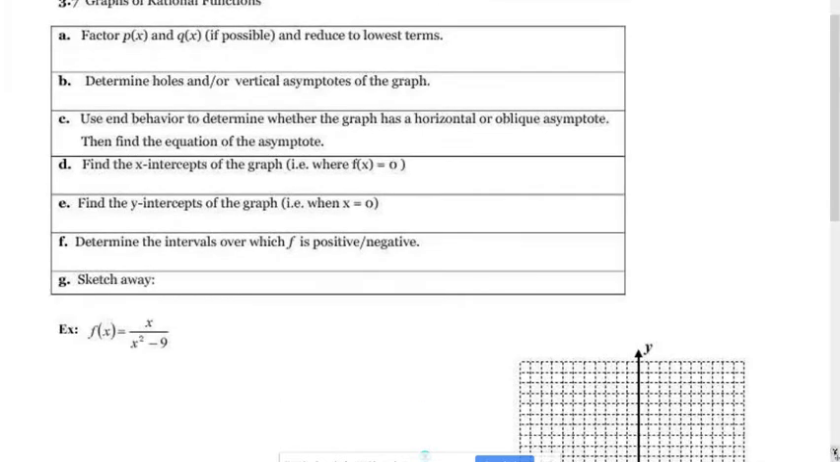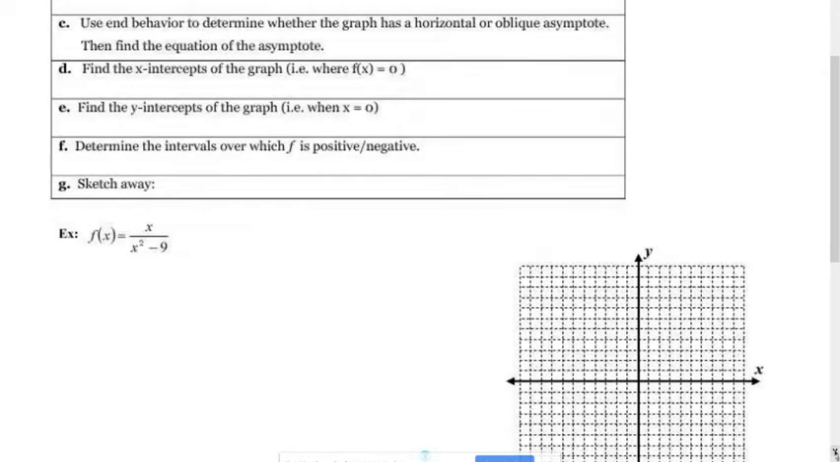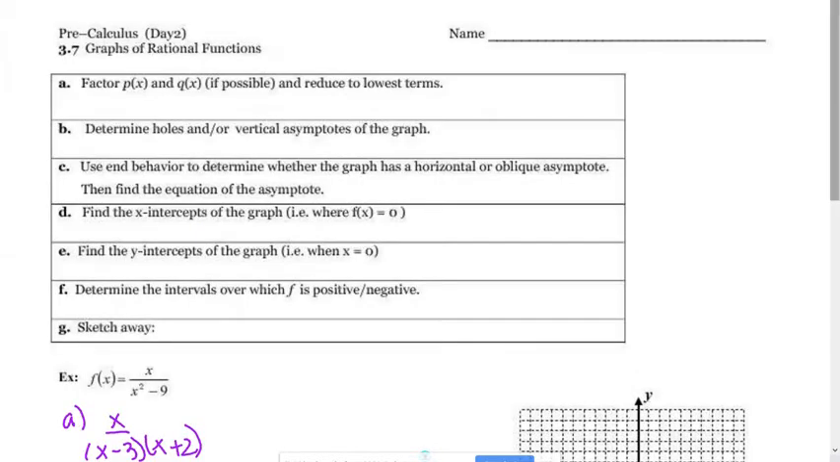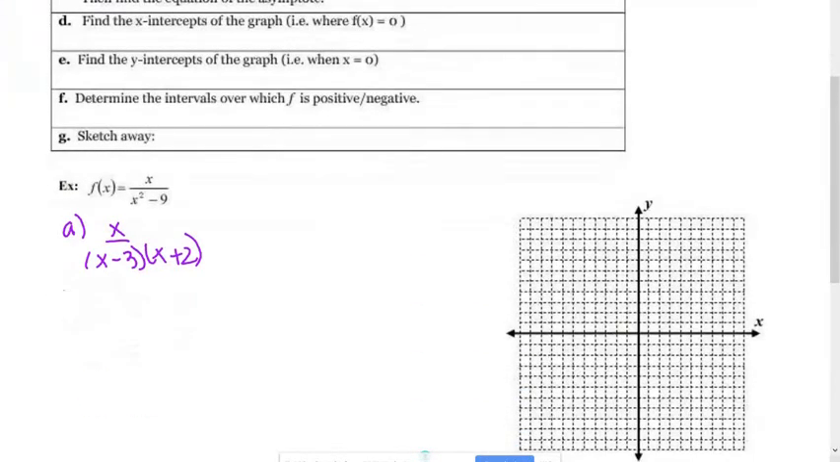Example here, x divided by x squared minus 9. So the first thing you should do is factor. And this factors into x minus 3 and x plus 3. And so that's part A. Determine holes or vertical asymptotes is B. Okay, we didn't cross anything out, so there are no holes.